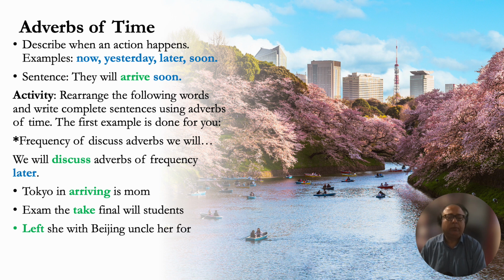There is an activity just to make sure that you learn, practice, and internalize this new knowledge that you have just acquired. We will discuss adverbs of frequency later. So what I have done is, if you see the asterisk at the beginning of the sentence above, "Frequency of discuss adverbs, we will." So flex your cerebral muscles. I've given you: Tokyo, in, arriving, his, mom. Exam, the, take, final, rule, students. Can you rearrange these words and use an adverb of frequency, as I have done later, if you see the word in blue, and rewrite these sentences. There are 3. I'll give you a few seconds to rearrange the words and write a grammatically correct sentence. Okay.